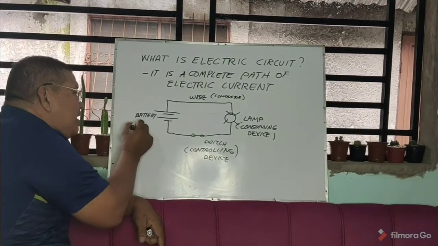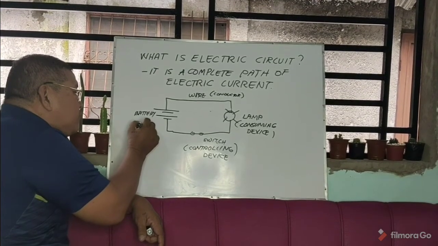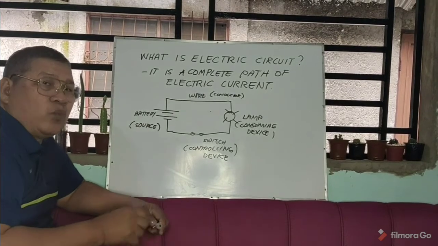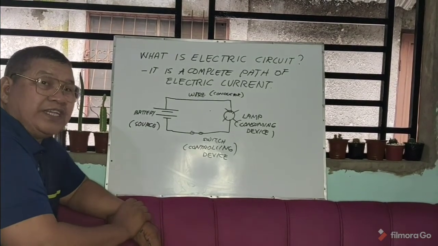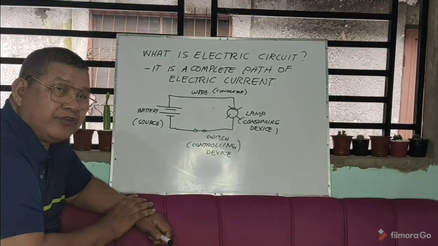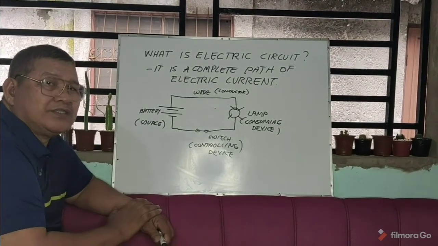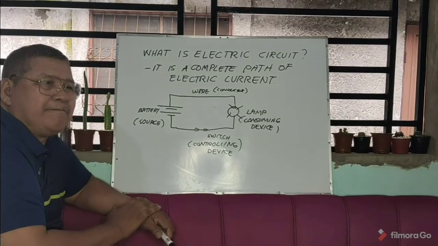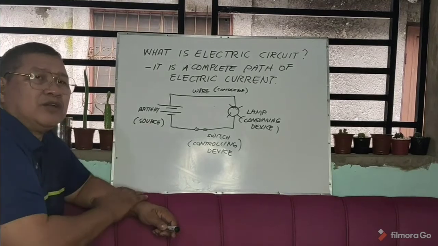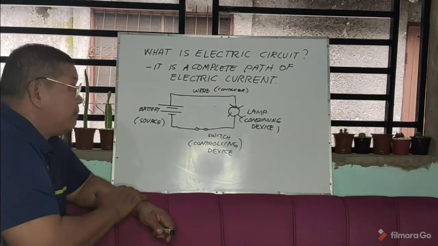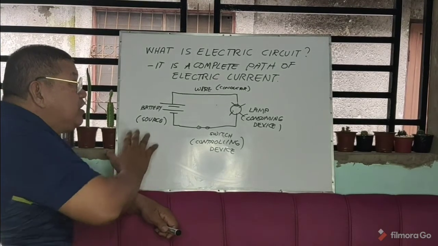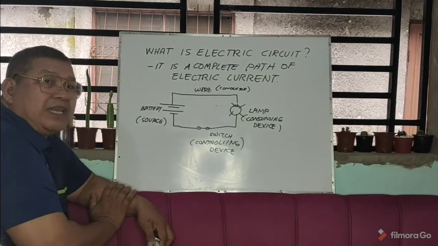Your battery is considered as your source. So when we say source, that is where the power originates. An example of this is, for instance, a generator. That is a source. Or maybe the power company, a substation. Those are sources of electricity. But my example here is only a battery. Okay? So this is what we call an electric circuit.